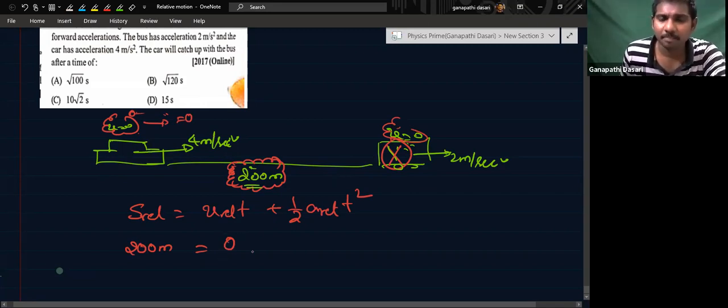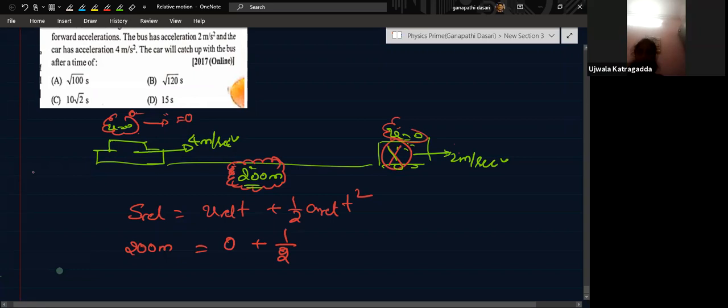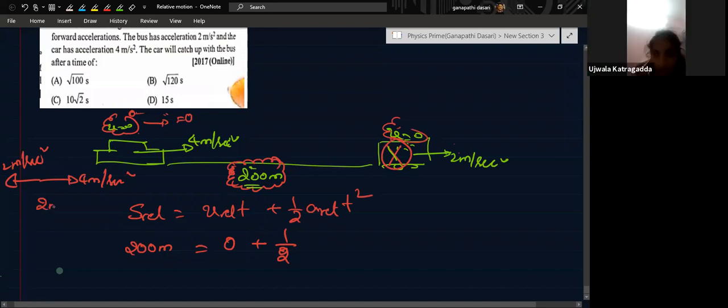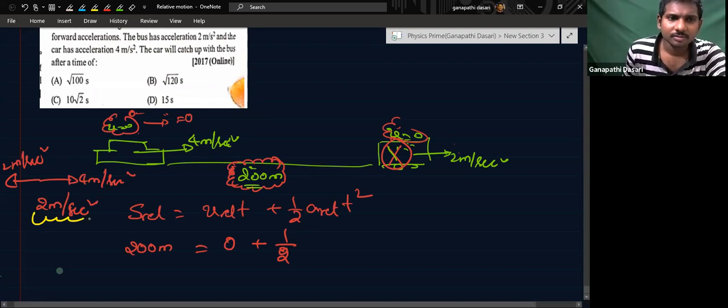Here the question has become simple. What is A relative? To stop the bus, you give its acceleration reversed to the car. The car has 4 meter per second square, and reversing the bus gives 2 meter per second square the other way. Net acceleration, A relative in the forward direction: 4 in the right direction, 2 in the left direction, so net is 2 meter per second square. Varun, are you getting this?